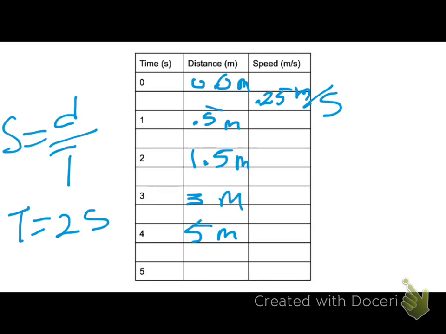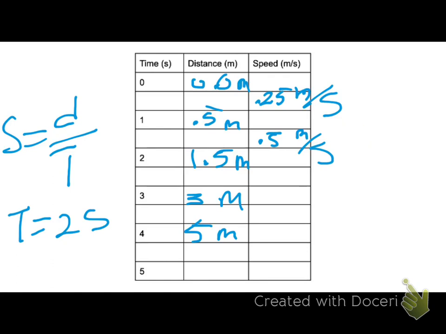If you were at 0.5 meters and then you were at 1.5 meters, you traveled 1 meter between times 1 and 2. Because you were at 0.5 and you made it all the way up to 1.5. So you just added a meter to your distance. So that means you had gone 1 meter, and 1 meter divided by 2 seconds is 0.5.